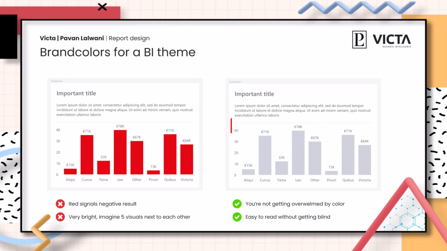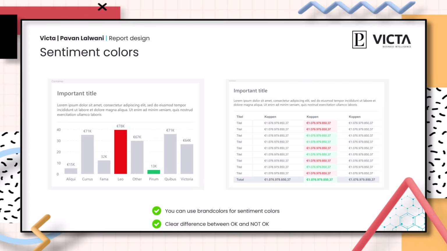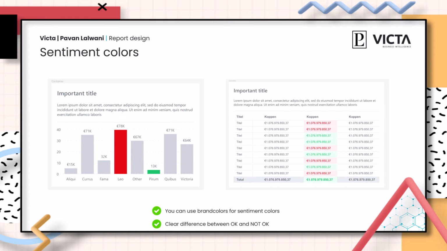So you can use a grayscale tone, so you're not getting overwhelmed with all these colors and it's easier to read. However, you can use red or the brand colors for sentiment colors if they fit, as long as there's a clear difference between okay and not okay, positive and negative. So let's dive into Figma right now by creating a color palette for our dark mode design of Netflix.